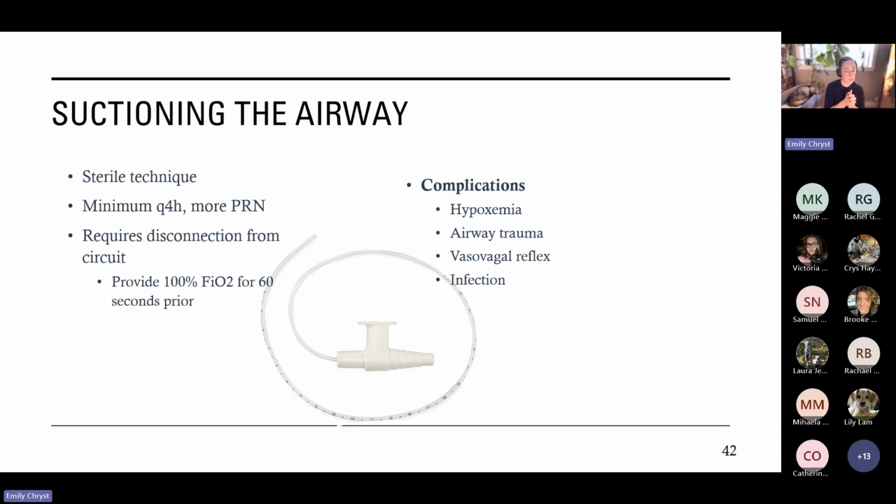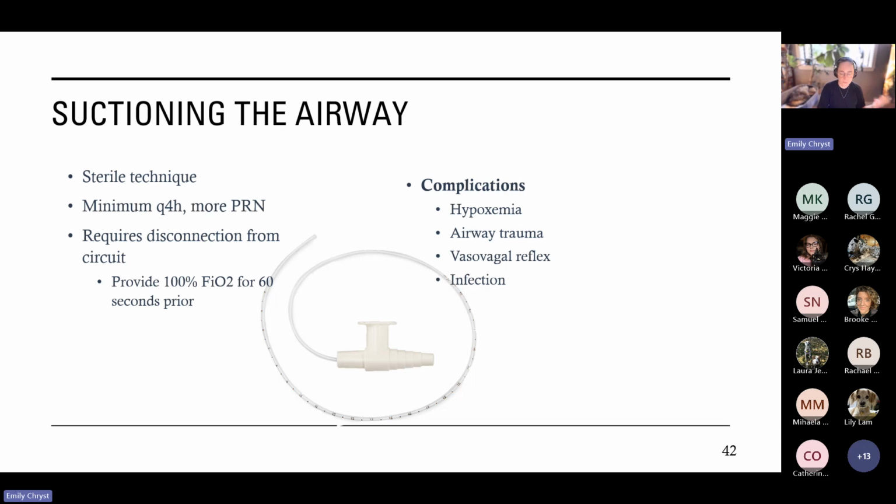Now, another thing that we should be looking at as a technician is a vasovagal reflex. Very common during suctioning. I always like to have atropine pre-drawn up for this reason. If that patient's heart rate starts dropping during suctioning, you let your doctor know and they should be getting out of there. If it doesn't stop dropping, you're going to be giving that atropine.